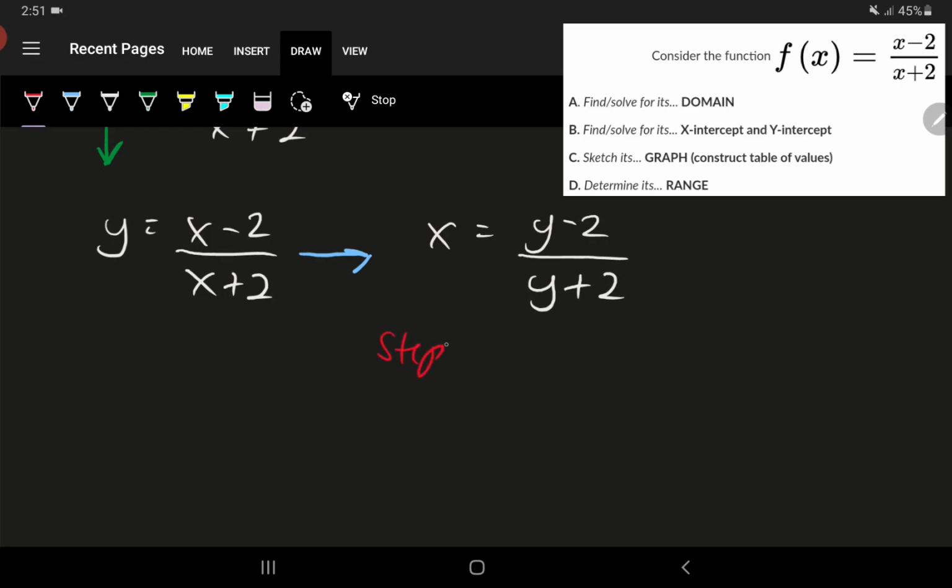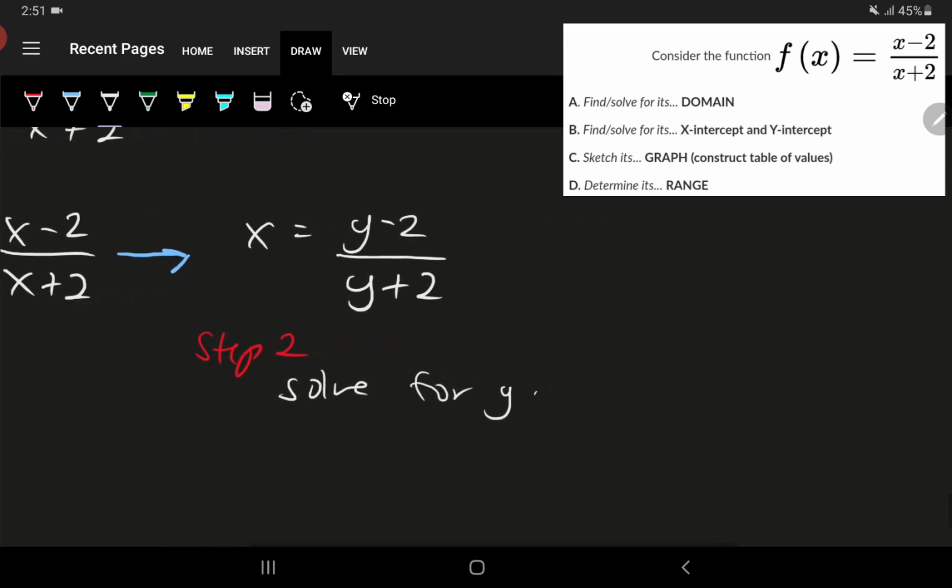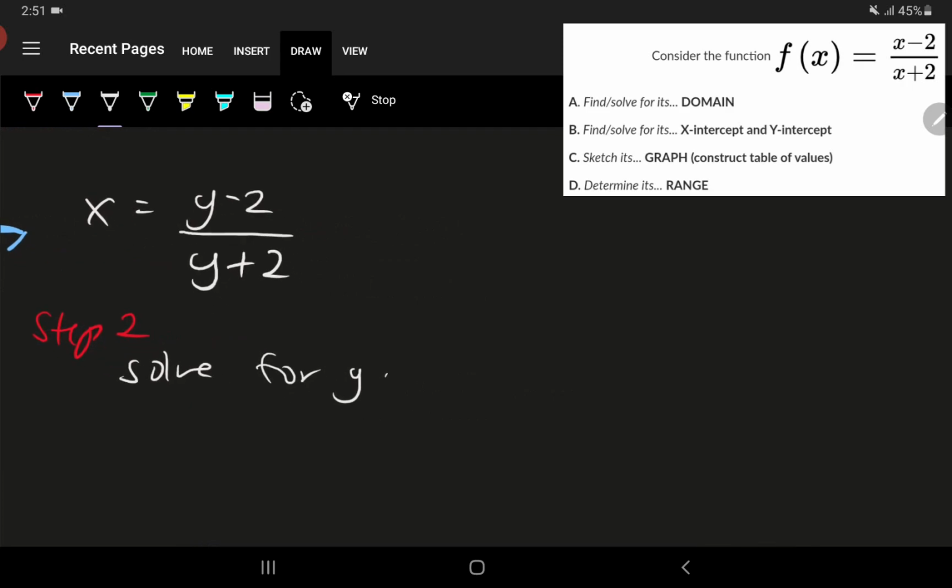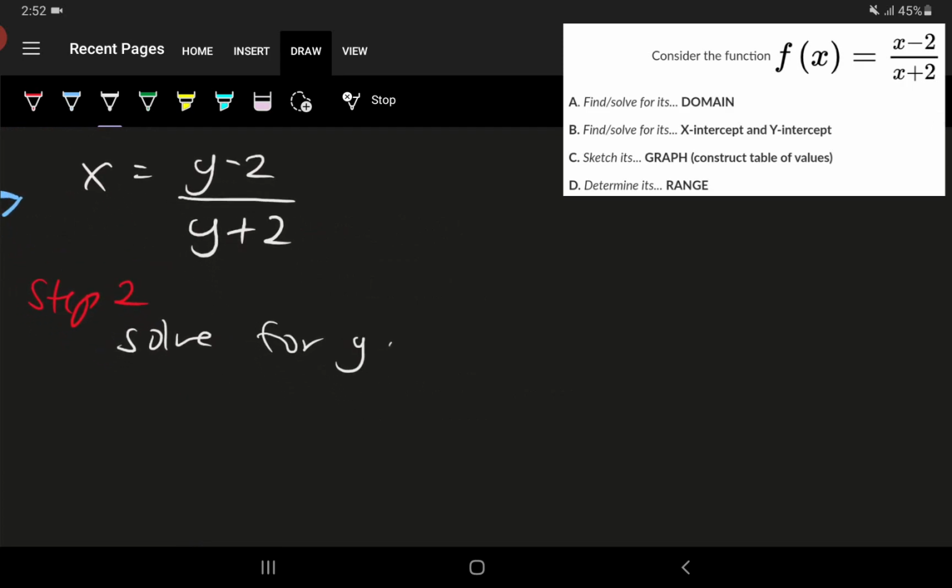For step number 2, you need to solve for y. Since we have this given expression, we need to solve for y. So what do you mean by solve for y, sir? We need to produce an expression wherein y is equal to an expression. Okay? So let's solve this one. Since we have x is equals to y minus 2 over y plus 2.